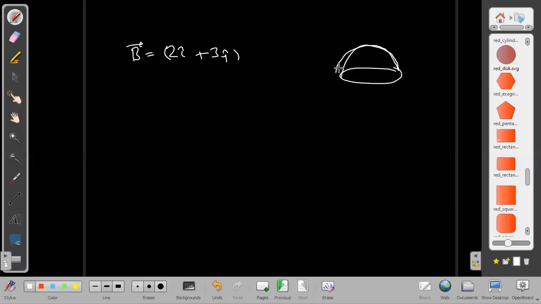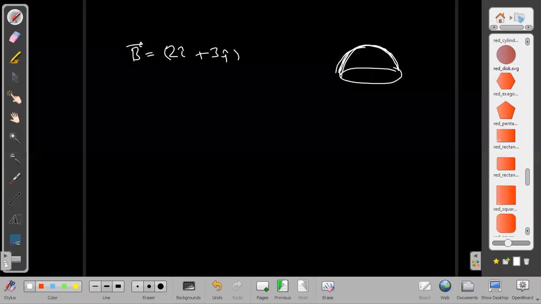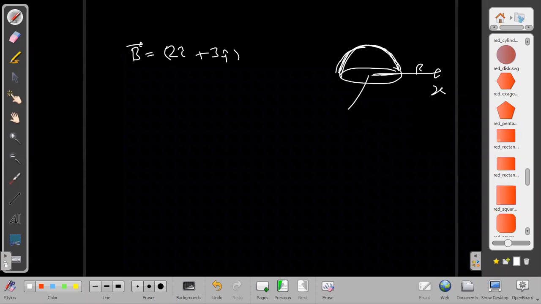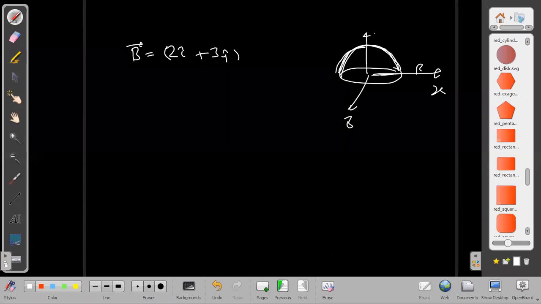Find out the flux to the curved surface of the hemisphere, if it is given that it has radius r and is kept on the x-z plane at the origin with the y axis vertical. Find out the flux to the curved surface.